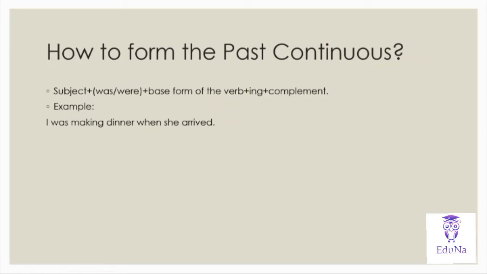Now I will give you an example. I was making dinner when she arrived. I is a singular subject, so we put was, and make is the base form of the verb, we add ing, so the sentence is: I was making dinner when she arrived.